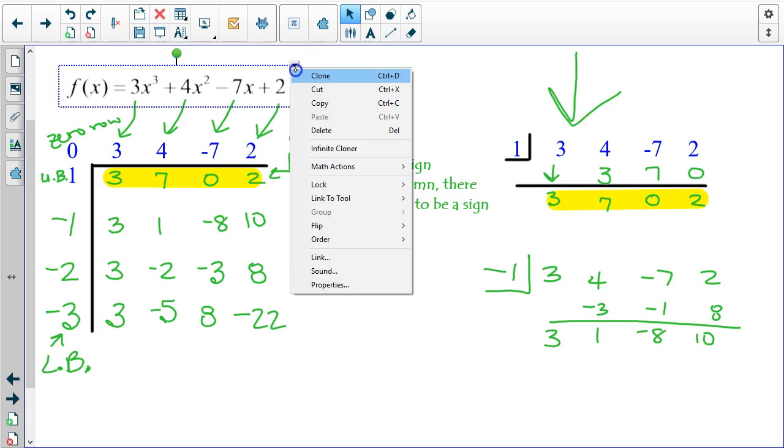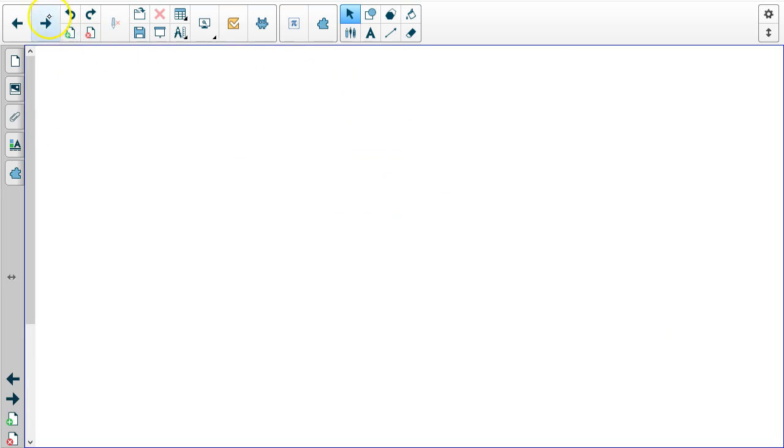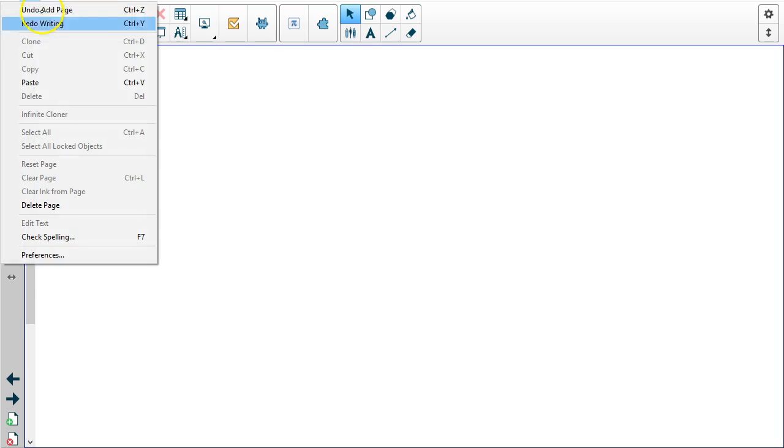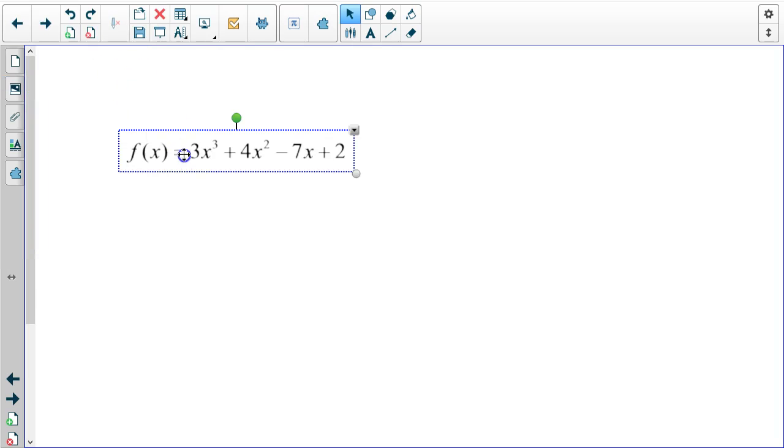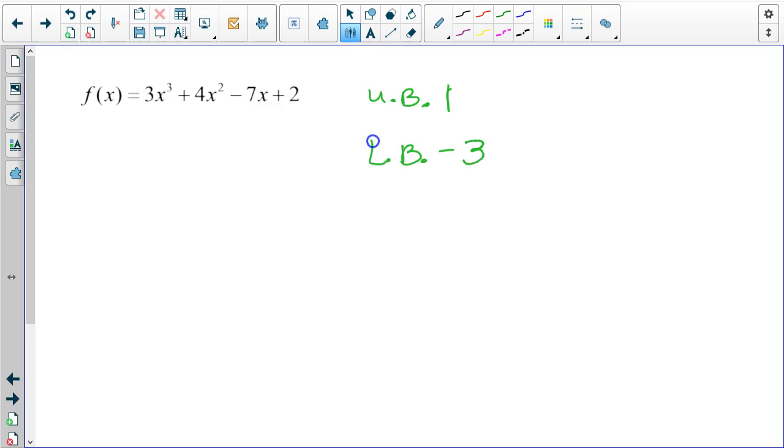You see what we're doing now? Everybody? All right, so I'm going to paste this to a new page, and I'm going to write what I just discovered. Yes, on your separate sheet now. What's the upper bound? 1. What's the lower bound? Negative 3.